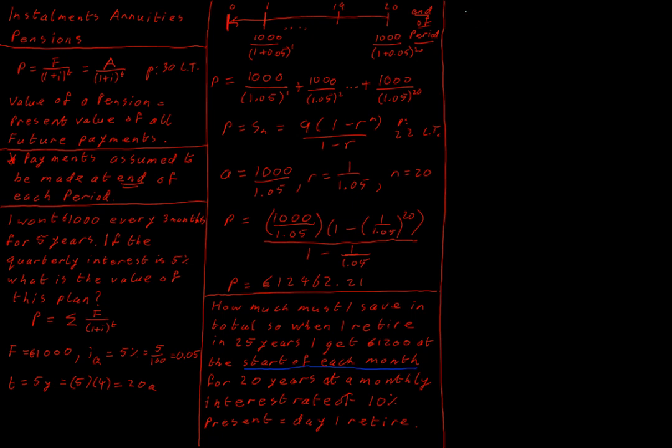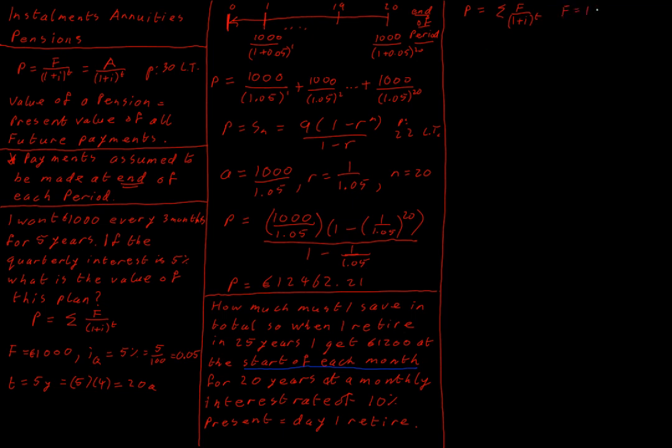Well, let's write down our formula anyway. We're looking for the present value of something, so we're going to be using our formula here: the sum of our present values of future payments. So let's write down our different pieces.